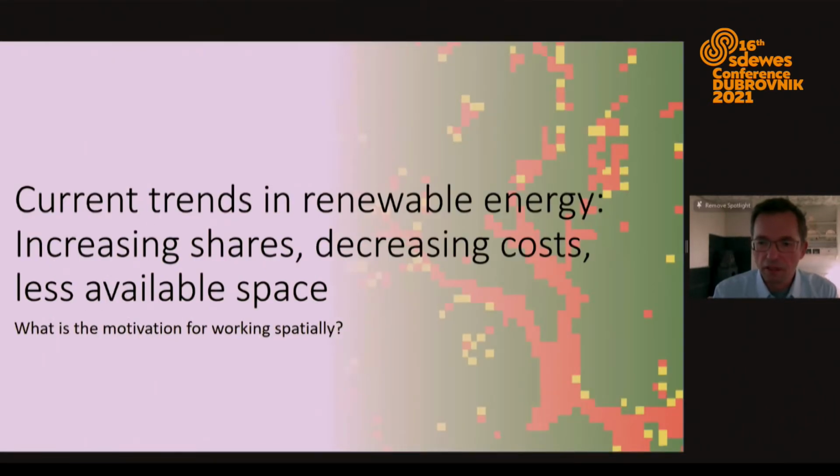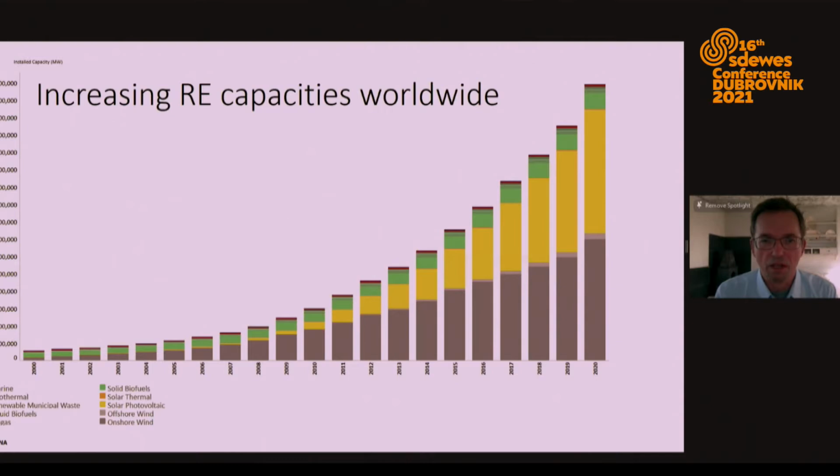So let's have a look at some current trends. Why we need to work spatially, and I think we can derive our motivation from some of these trends. The first one is clearly that we've seen so far an exponential trend in the growth of renewables. Looking at the last 20 years or so, we've seen a trend that is unprecedented by any energy technology at this scale. And this trend seems to continue, and that of course leads to increasing questions: where is renewable energy going to continue?